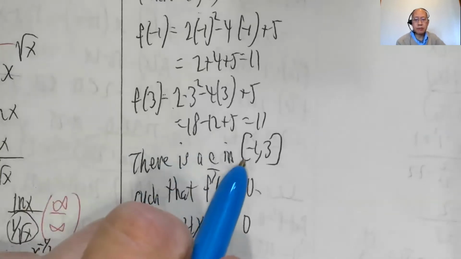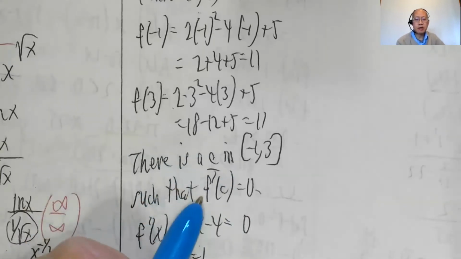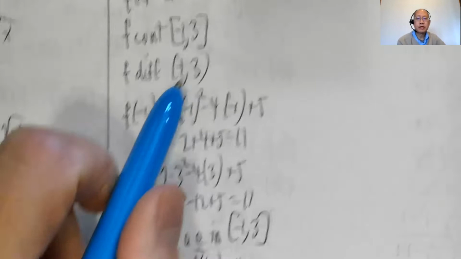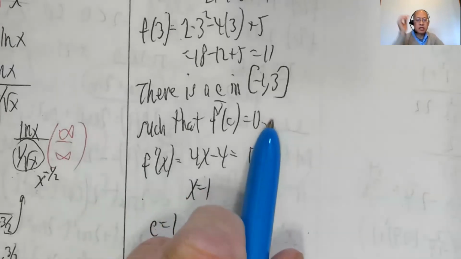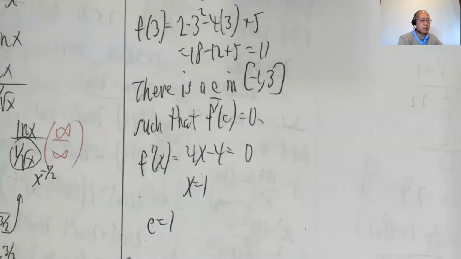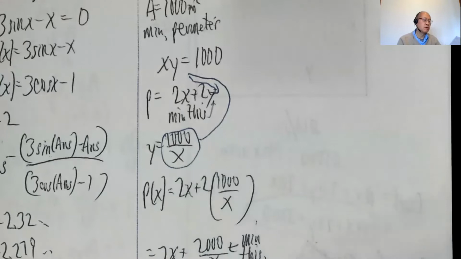There's a c somewhere between negative 1 and 3, such that f prime of c is 0. Find it. So the derivative comes out to be 4x minus 4. Solve equals 0, x equals 1, which is between -1 and 3. So the c that they're looking for is equal to 1 in this particular case.